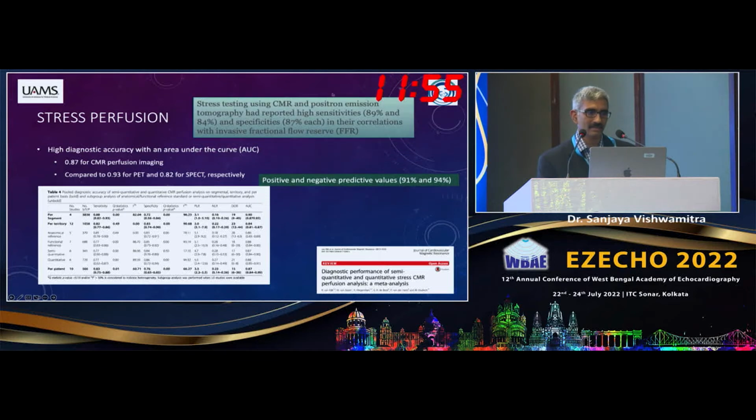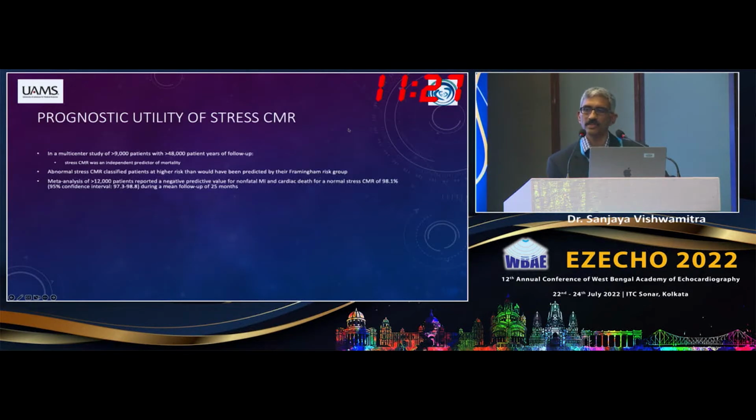And I'll just summarize this in terms of comparing it to positron emission tomography. That stress testing with CMR had a high sensitivity of about 89% and specificity about 84%, with the specificities being similar to 87%. So at least based on this article, stress CMR had a slightly higher sensitivity than positron emission tomography with 84% in patients who had a fractional flow reserve calculation in these patients. What about the prognostic utility of CMR?